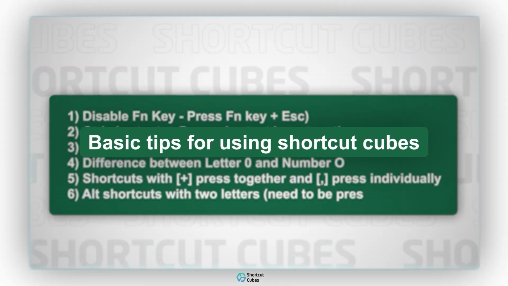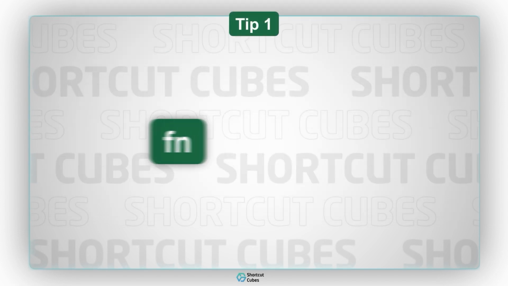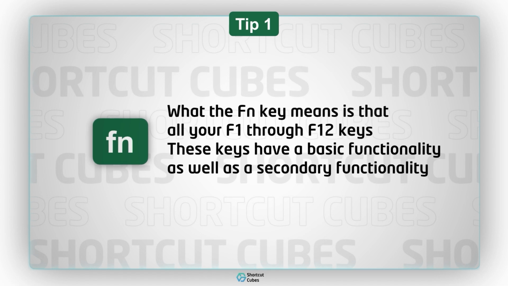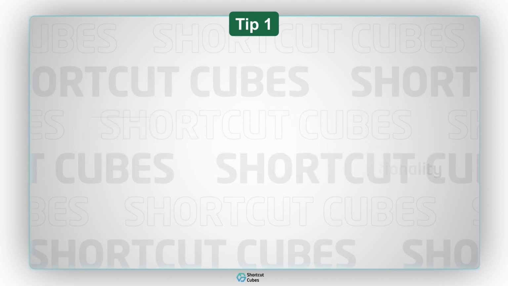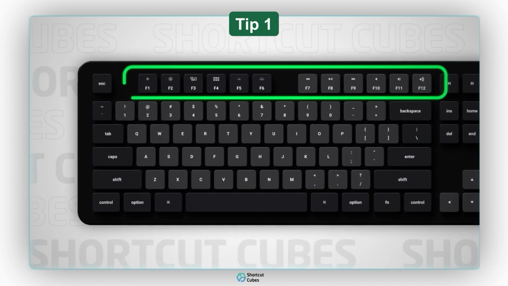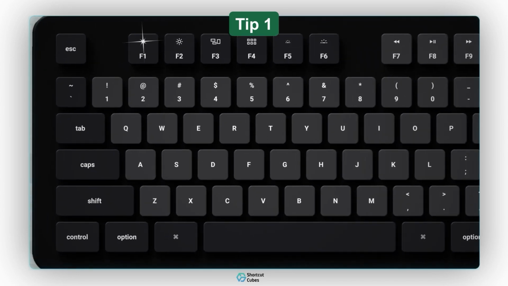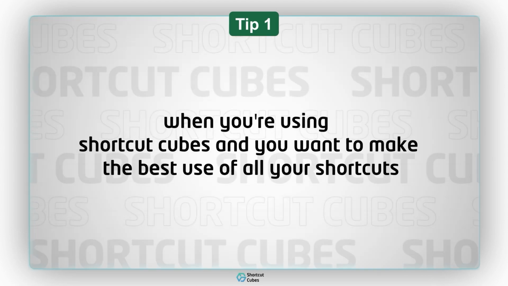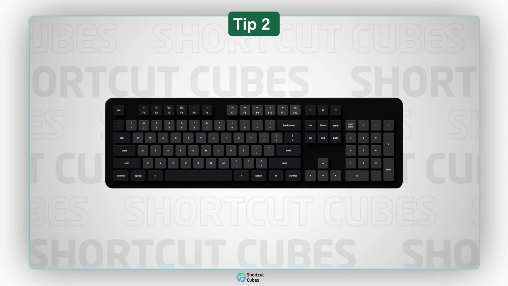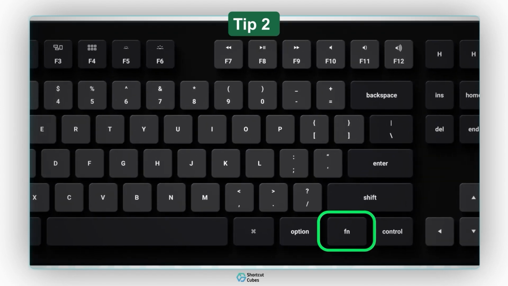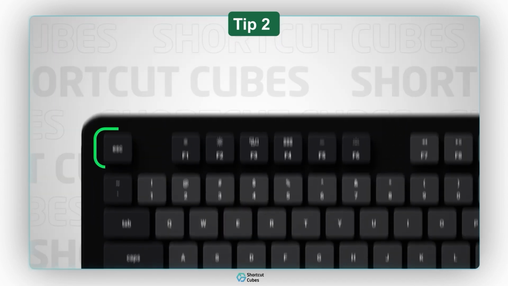So let's start with some basic tips for using shortcuts. You have to be aware that all your keyboards have an FN key. What the FN key means is that all your F1 through F12 keys have a basic functionality as well as a secondary functionality. If you look at your keyboard, you will see the F1 key, and on top of it there will be an icon for another function for which that key could be used. So when you want to make the best use of all your shortcuts, just make sure that the FN key is disabled. To disable the FN key, you usually have to press the FN key along with the Escape key. That will allow you to disable the FN key.